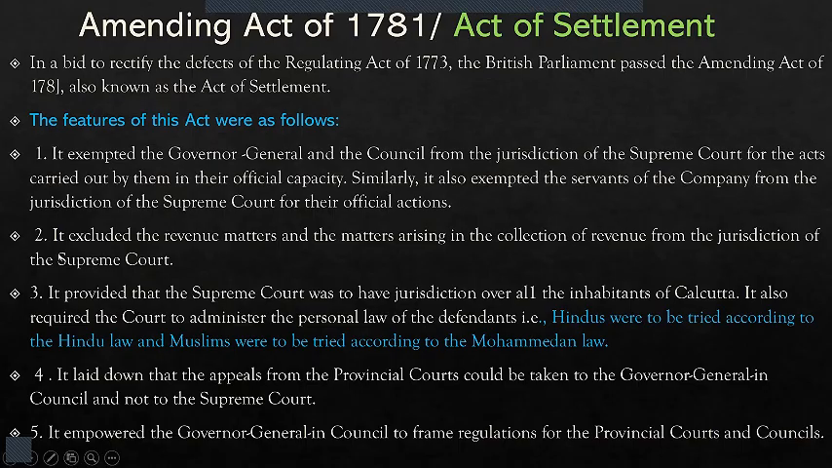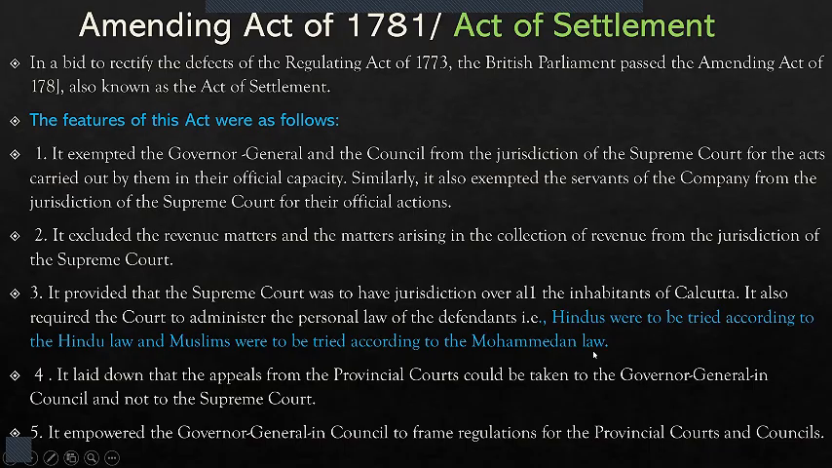Okay, then the second one is it excluded the revenue matters and the matters arising from the collection of revenue from the jurisdiction of the Supreme Court. So as I already told, the Supreme Court has no jurisdiction over these things. It provided that the Supreme Court was to have jurisdiction over all the inhabitants of Calcutta. Okay, it also required the court to administer the personal law of the defendants, that is, the Hindus were to be tried according to the Hindu law and the Muslims were to be tried according to the Mohammedan law.